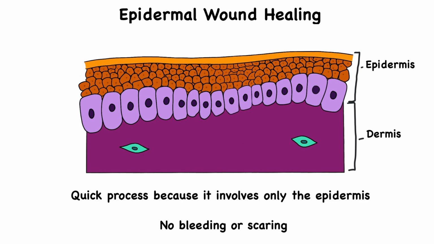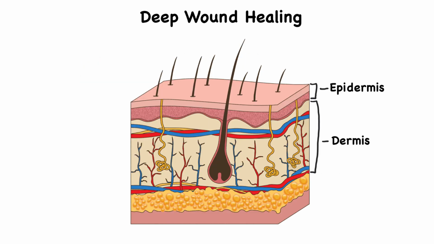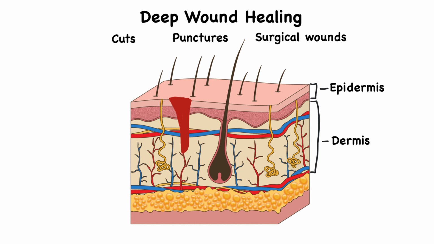dermis or blood vessels. Deep wound healing occurs when an injury goes through the dermis or even deeper, like cuts, punctures, or surgical wounds. Since multiple layers are affected, all of these layers need to be repaired, so the healing process is more complex and longer than epidermal wound healing. Deep wound healing occurs in 4 phases: an inflammatory phase, a migratory phase, a proliferative phase, and a maturation phase.